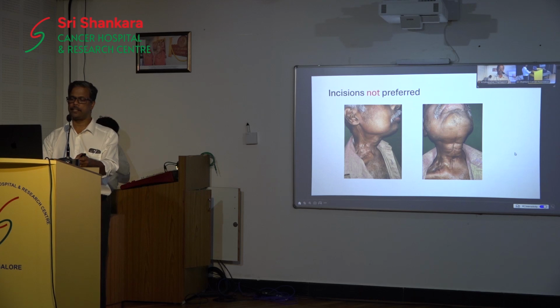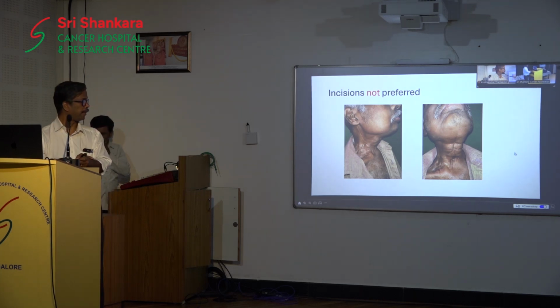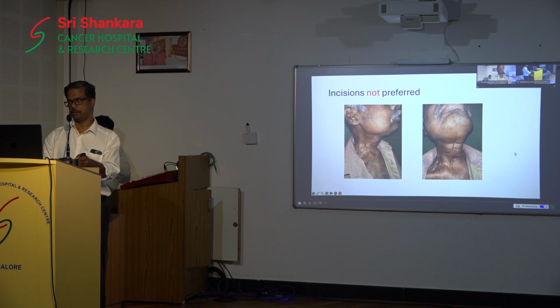And for neck dissection, the incisions which are not preferred are these U-shaped incisions. For doing a selective neck dissection, even clearing level 5, we don't need to turn it up to the mastoid. We don't need to turn it up to the chin. Okay. This incision is not preferred, and even this incision is not preferred.